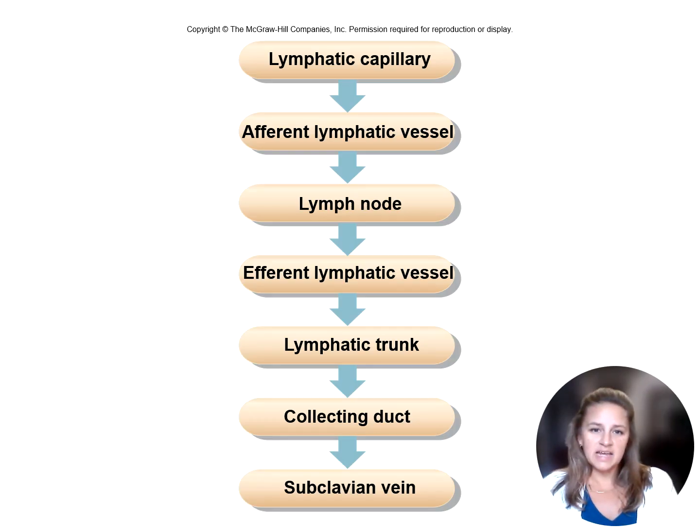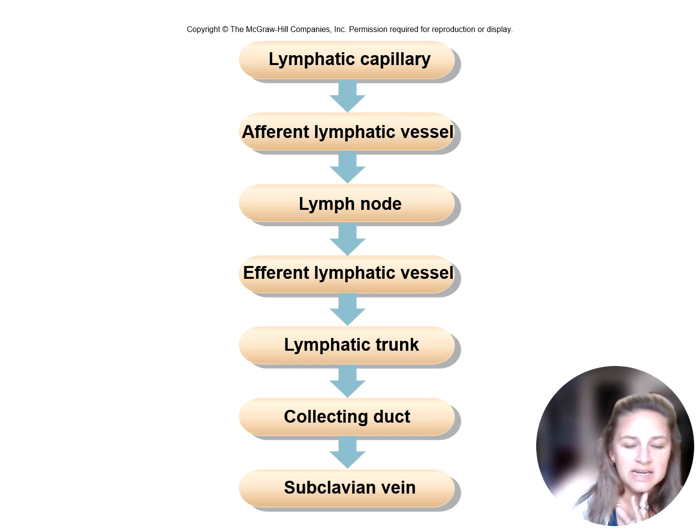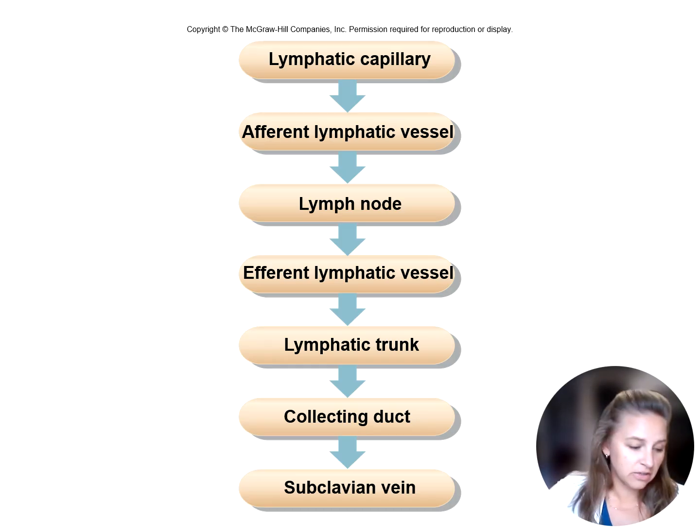So we see these words again, afferent and efferent. Remember that afferent means into and efferent means out of. So this is showing the path of the flow of the fluid. So you have a lymphatic capillary, and an afferent lymphatic vessel means we're flowing into a lymph node. And then out of the lymph node, it would be efferent lymphatic vessel. So afferent goes into the lymph node, efferent comes out of the lymph node. Once it comes out of the lymph node, it would find the nearest lymphatic trunk, and then to a collecting duct, and then to the subclavian vein.